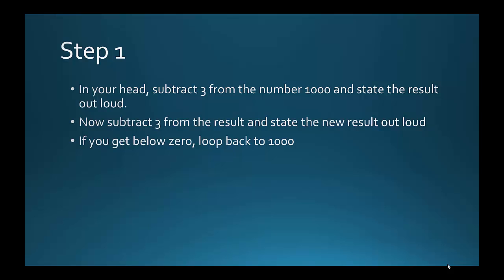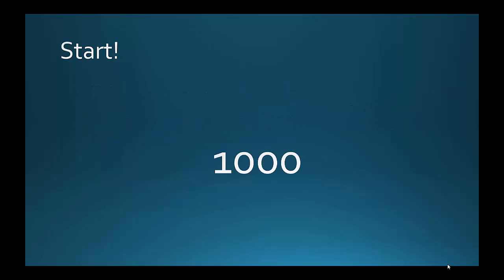In your head, subtract 3 from the number 1000 and state the result out loud. Now, subtract 3 from that result, stating the result out loud again, and repeat. If you get to 0, simply loop around. Start now.